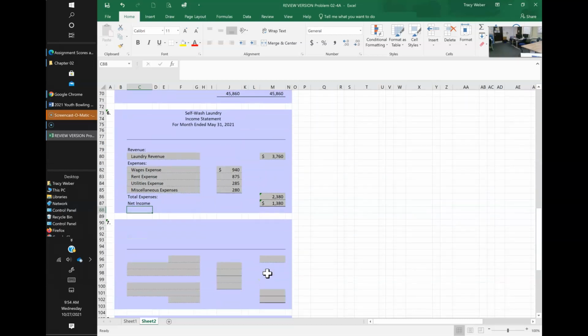We're good to go. Now, since we know our net income, we can now calculate our new owner's equity. So we need to create the statement of owner's equity. I'm going to pause the video and type the heading in.